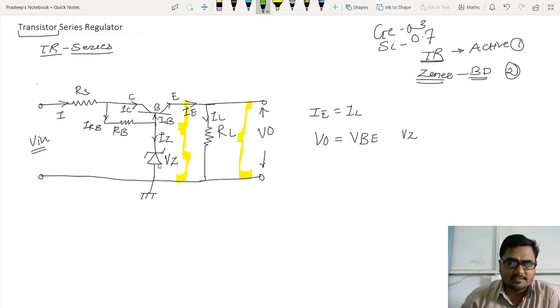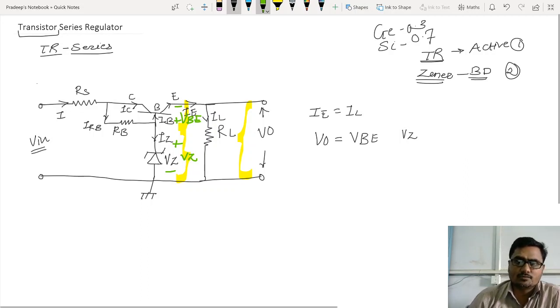Okay, let me take this pen. This is negative and this is positive. Base to emitter voltage, I'll call it VBE. And what about this? The Zener must be in breakdown region. Positive, negative. I will call it VZ. So apply Kirchhoff's law and tell me what is VO, that is output voltage.